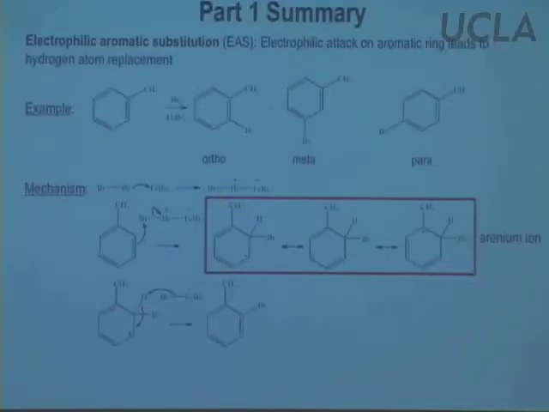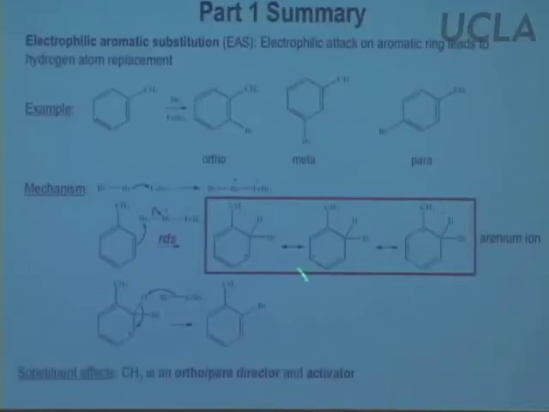The combination of the resonance contributors that are formed upon electrophilic attack on the benzene ring is called the arenium ion, and we saw last time that the arenium ion structure is important because it has to do with rate effects, activating, deactivating effects. It also has to do with directing effects, ortho, para, and as we're going to talk about today, meta-directing effects. Also, the step in which the electrophile attacks the benzene ring and aromaticity is lost is our rate-determining step. So when it comes to directing effects and rate effects, that's the step we're going to look at.